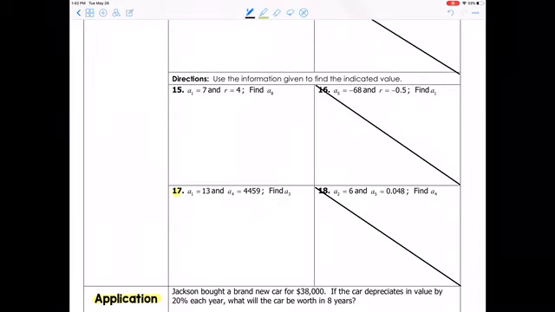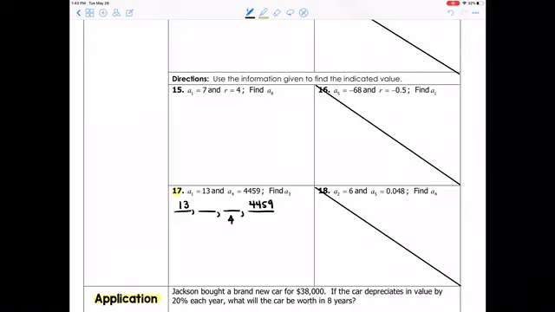All right, let's take a look at this next set of information problems. So I'm going to do number 17 as an example for you. And your task is to do number 15, to use the given information to find the indicated value. So in number 17, we're given the first term of the sequence and the 4th term of the sequence. And we want to find the 3rd term of the sequence.